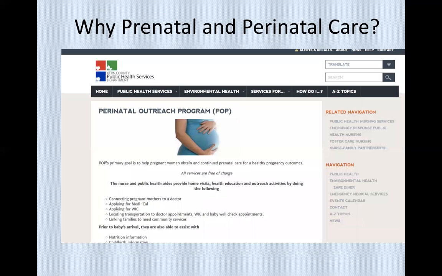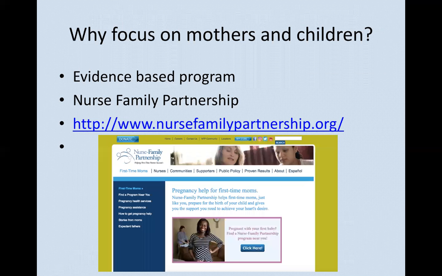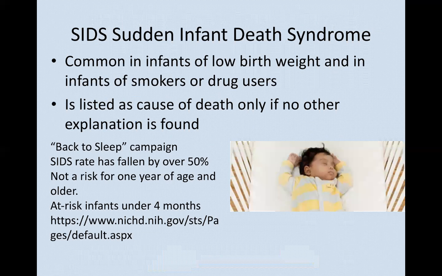So the other programs, I told you that we're going to hit on programs. One of them is called Prenatal and Perinatal Care. It's called the Prenatal Outreach Program. This is when you start to give prenatal care, and then also help after the birth a little too, okay? These are some of the evidence-based programs where nurses partner with families to help first-time mothers. There's a lot of evidence showing that this makes a difference.